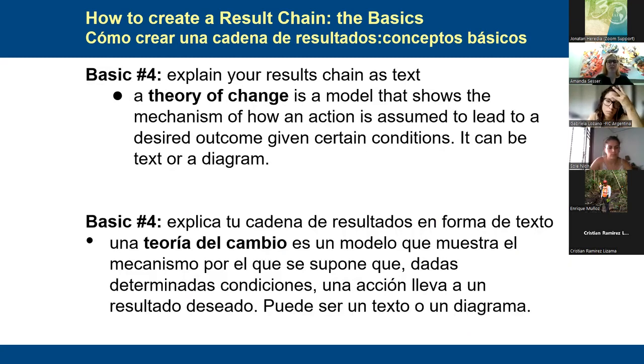Next step, number four, these are like rules of thumb or best practices. Best practice number four is to, once you have your results chain mapped out, write it as a theory of change. A theory of change is just a results chain that's written out in text. So we had a question in the chat that said, is the results chain and a theory of change the same thing? Yeah, it's the same thing. A results chain is mapped out with these little boxes and arrows. And the theory of change is contained in that results chain. And then you can also write it out in plain English or plain Spanish or plain Portuguese. You want to write out exactly what it is that you're trying to do, that the results chain says.